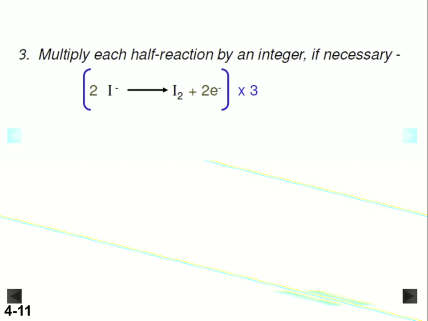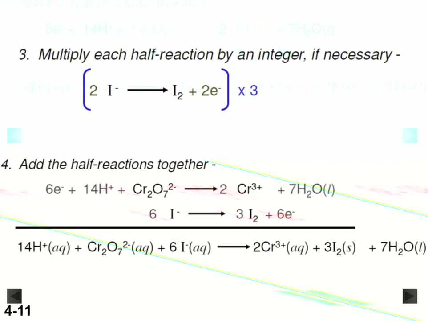We see that here. Then we can add those 2 half reactions together. And now the 6 electrons on the reactant and product sides cancel. And we end up with the net reaction at the bottom. 14 protons plus the dichromate plus 6 iodides gives 2 chromium 3 ions, 3 molecular iodine, and 7 waters. That is all balanced with respect to atoms and charge.